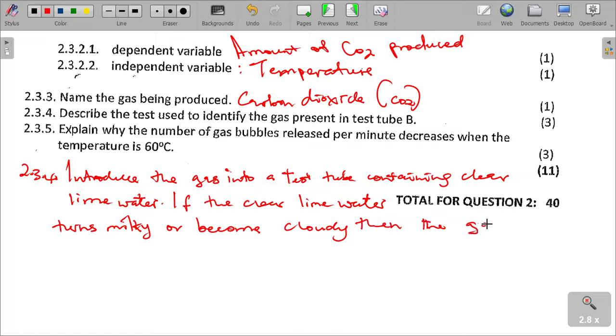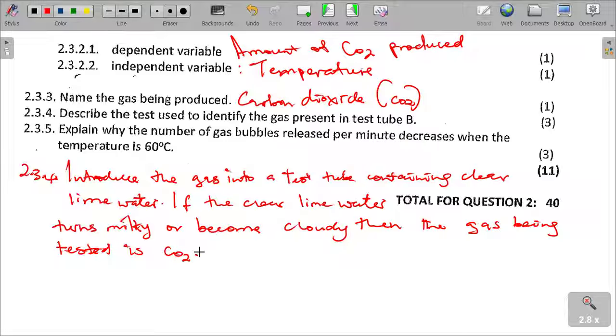Then the gas being tested is carbon dioxide. If we introduce the gas into a test tube containing clear lime water, and the clear lime water turns milky or cloudy, then the gas being tested is what? It is carbon dioxide. The gas being tested is therefore carbon dioxide.